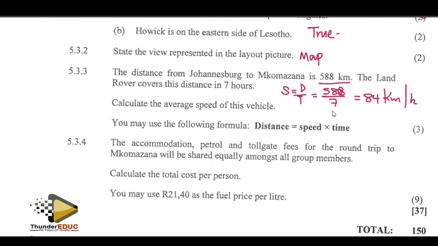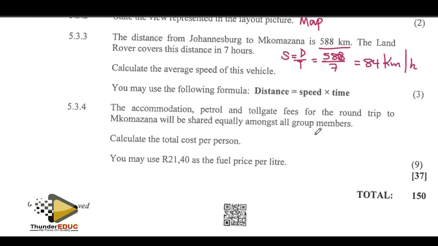The accommodation, petrol and toll gate fees for this round trip to Makos will be shared equally amongst all the group members. Calculate the total cost per person. You may use the price of your petrol, accommodation and toll gate fees for the round trip. For the round, it simply means the same as what? Return trip. You go, you come back.